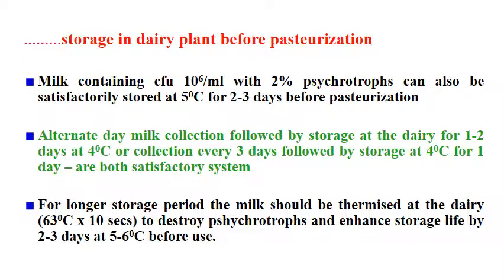For a longer storage period, the milk should be thermized, that is heat treated at the dairy at 63 degrees Celsius for 10 seconds to destroy the psychrotrophs and enhance storage life by 2 to 3 days at 5 to 6 degrees Celsius before use. So for any reason, if we cannot go for quick pasteurization, we can go for a short heat treatment like 63 degrees Celsius for 10 seconds, and that can increase the life by 2 to 3 days at 5 to 6 degrees Celsius.